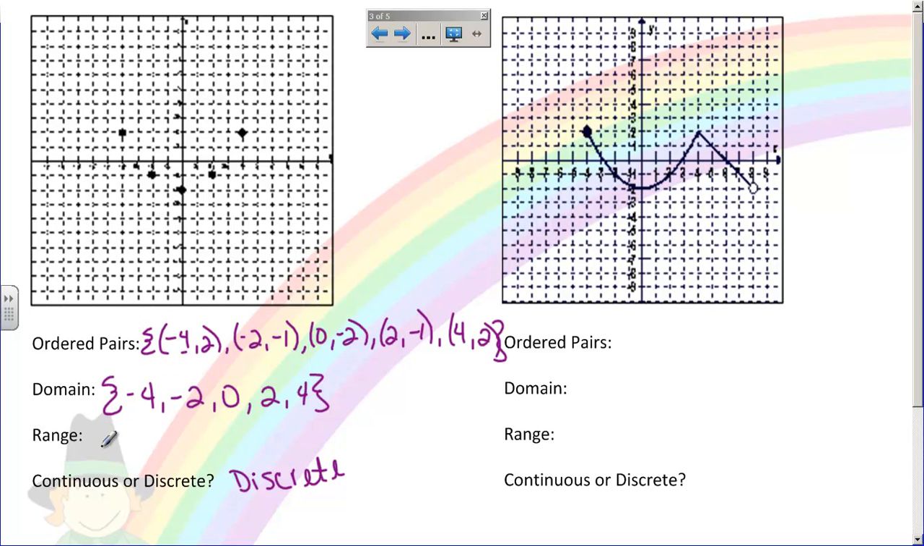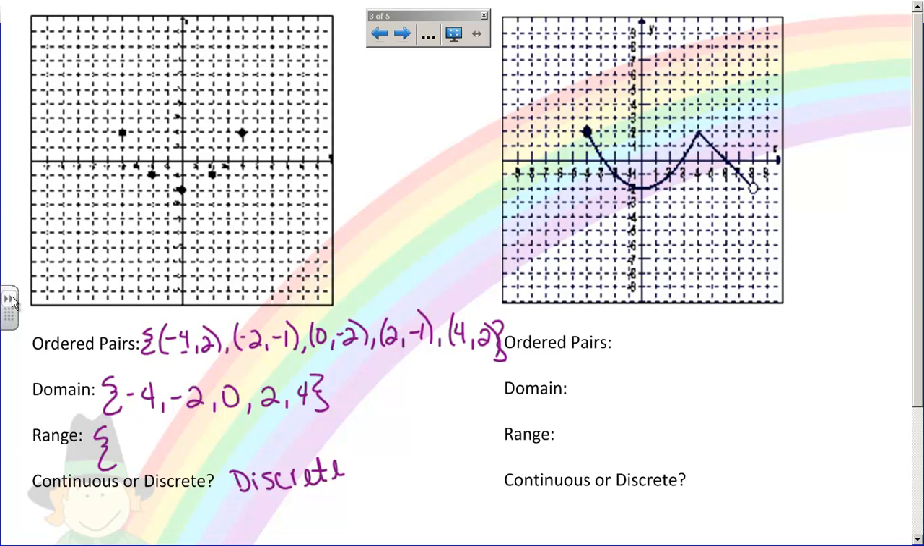Our range is all of the y values, and it works exactly the same way. You have to put it in order from least to greatest. The range usually takes a little more work. You can't just write them in the order they are. You've got to make sure you put them in order from least to greatest. And again, we do not write any repeated values more than once. So once we write the number -1, we will not write it again, even if it shows up again.